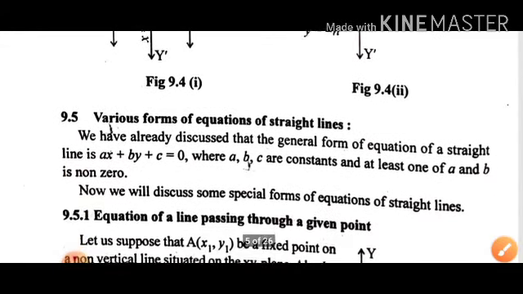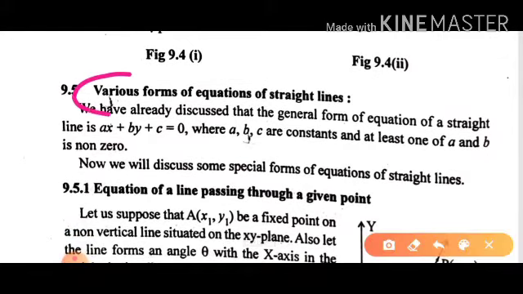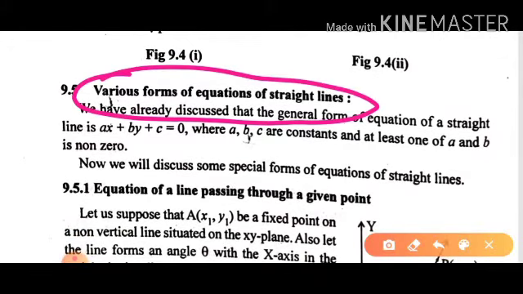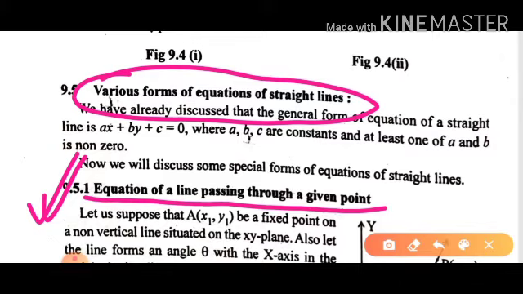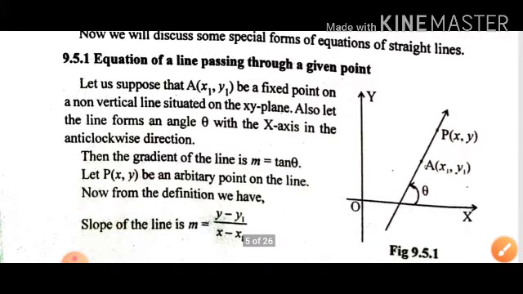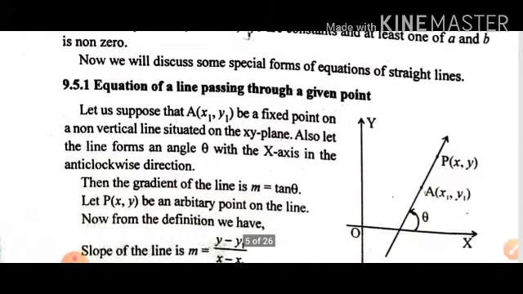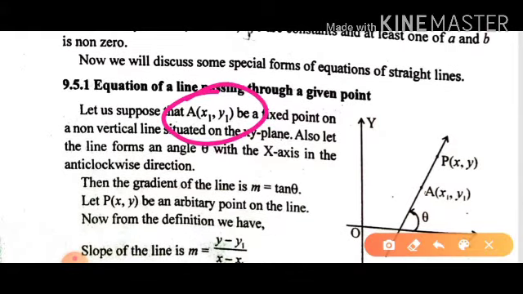Now you will have various forms of equations of straight lines. First is the equation of a line passing through a given point. If you take the point to be A (x1, y1), we can find the equation of that line.